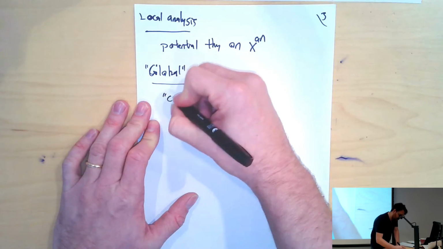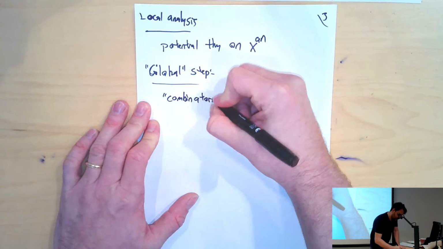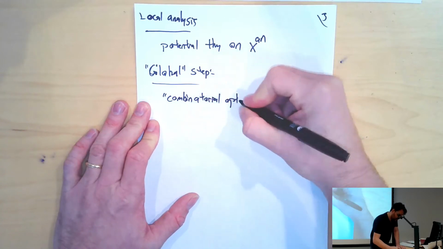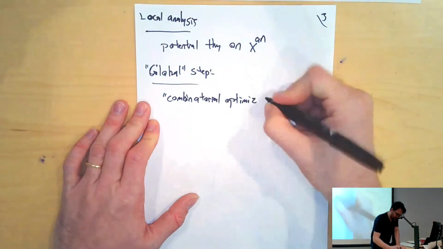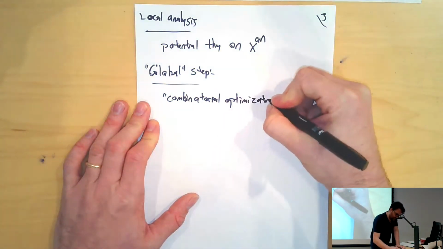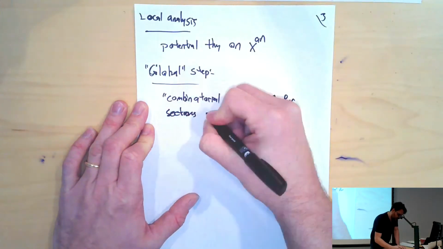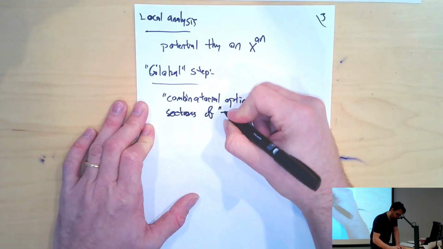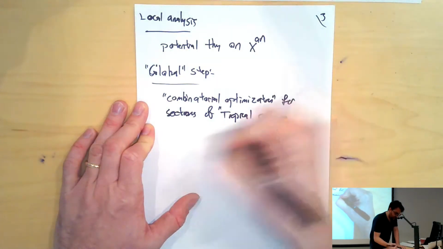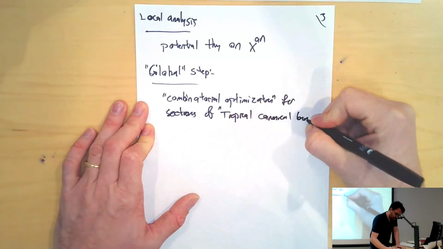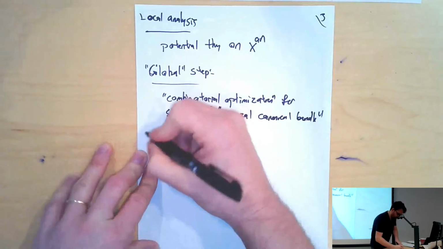There's somehow some combinatorial optimization. So Eric was before in a combinatorics department at Waterloo, for sections of the tropical canonical, or rather for zeros of the bundle. And so we really need the continuous version of this, but the discrete version is a toy version.